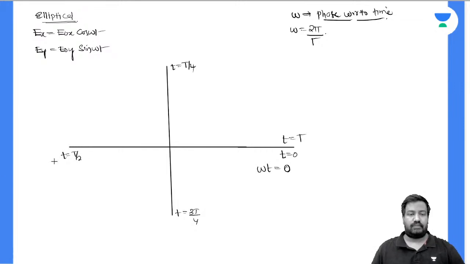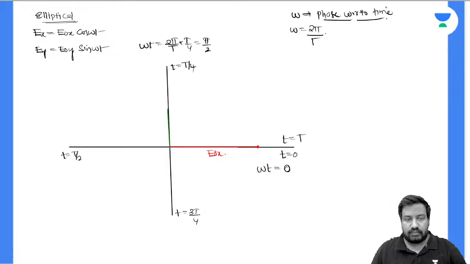Ex is E naught x. When t is T by 4, omega t is 2 pi by T into T by 4. It's pi by 2. Cos 90 is 0, sin 90 is 1. Ey is E naught y.